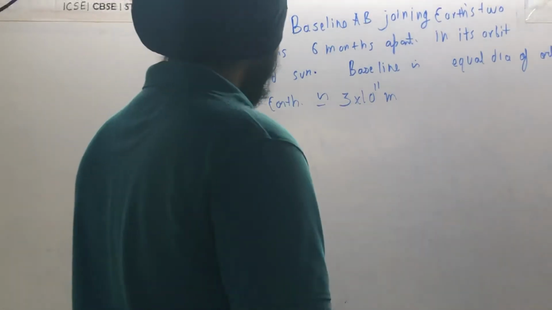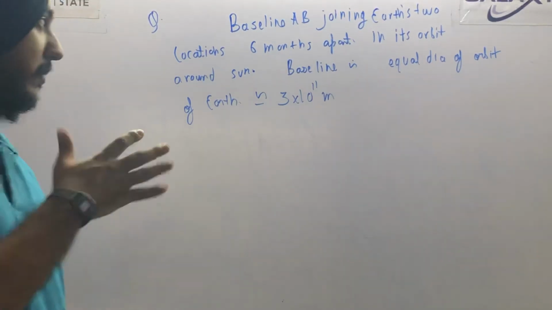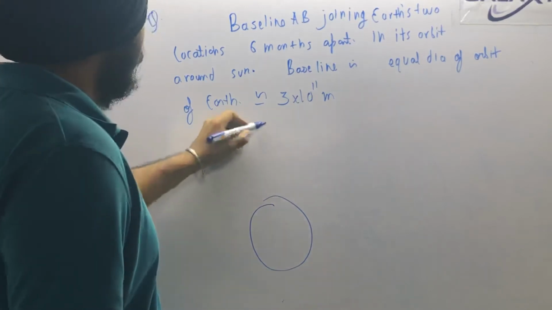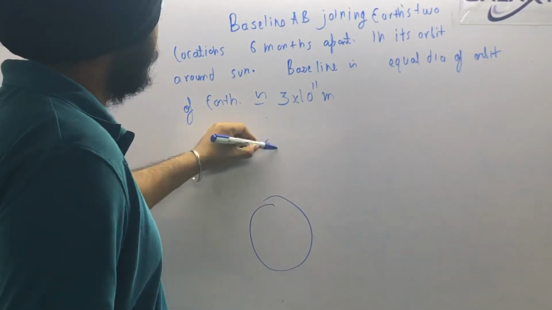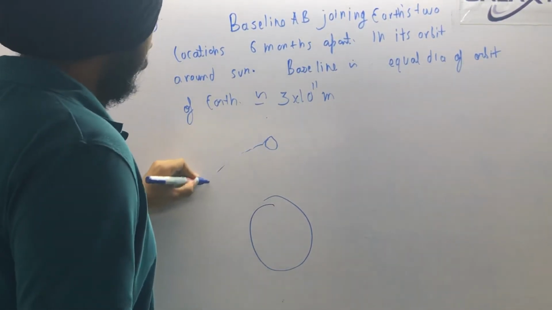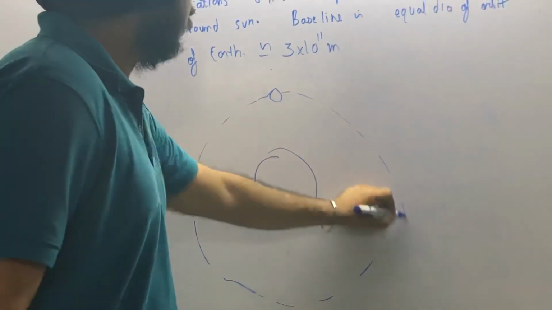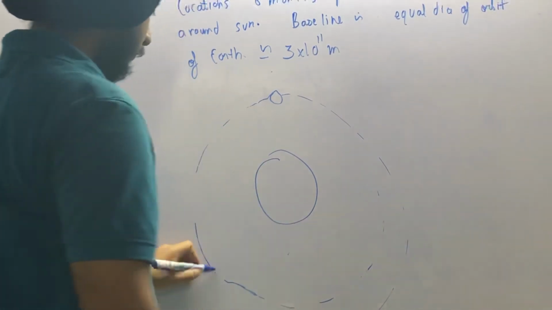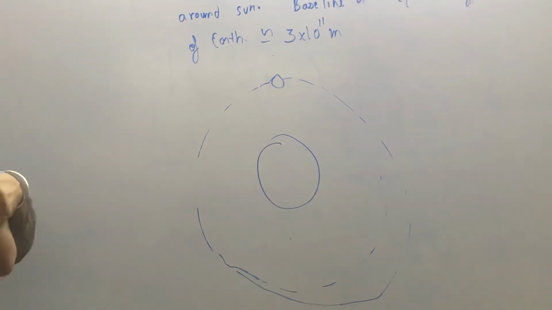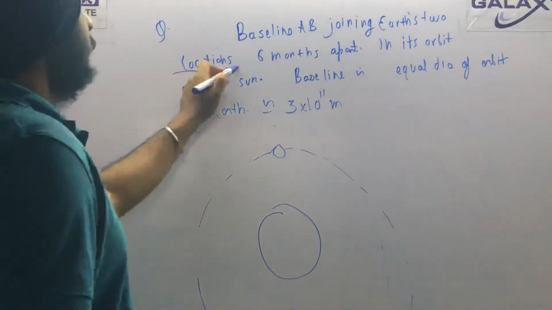First of all, he is saying that some stars are so far. Okay, what is the baseline? First we will see. See, this is the earth, and this is the sun, assume it, and this is the earth. It is rotating in a circular path around the sun. Now he is talking about some baseline. He is telling that there is a baseline AB joining Earth's two locations 6 months apart.